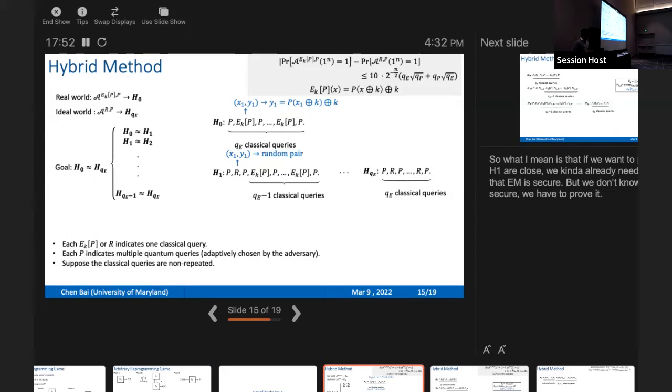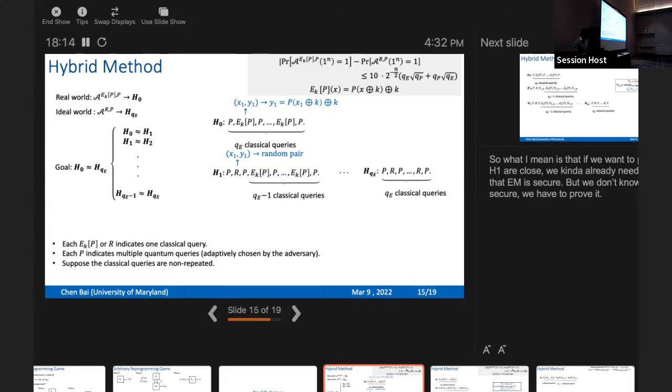So what I want to say is that if we want to prove that H0 is close to H1, it already needs the condition that Even-Mansour is secure, so the adversary won't learn the key. That's not what we want, because we don't know whether it is secure or not. We want to prove this.